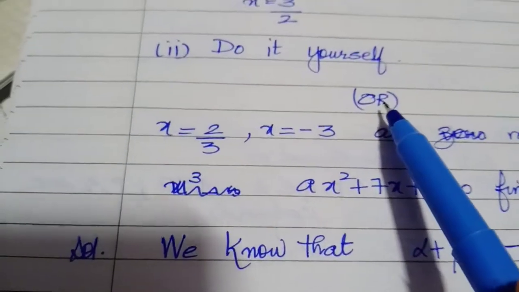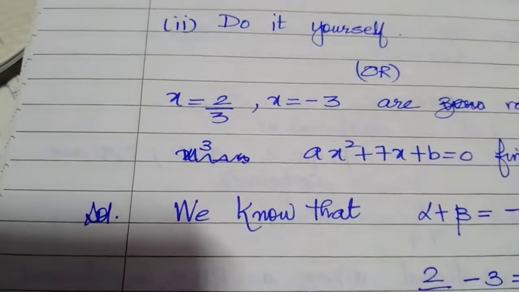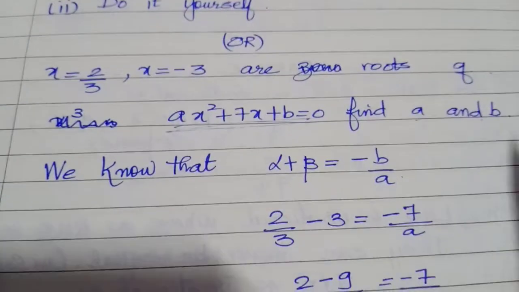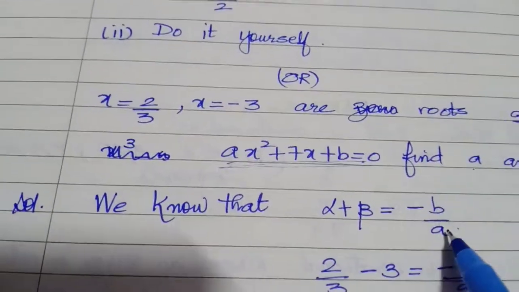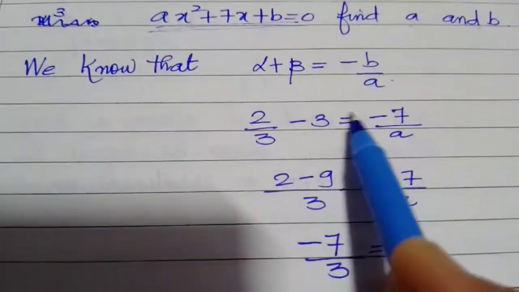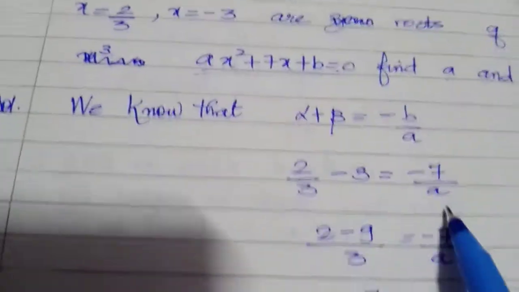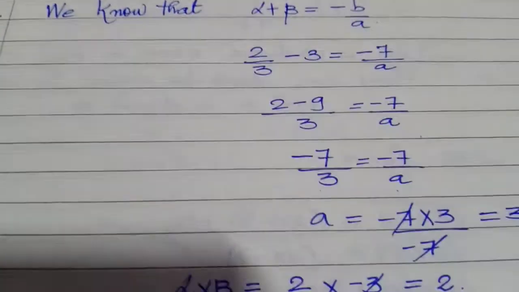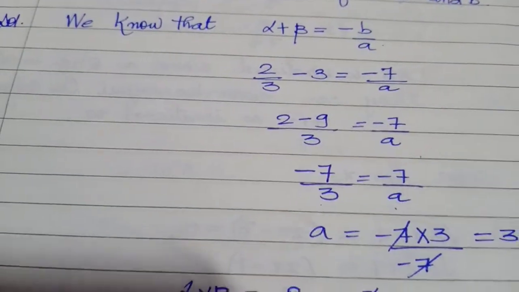इसी का और पार्ट है. X is equals to 2 by 3. X is equals to minus 3 are the roots of this equation. Find A and B. So we know alpha plus beta is equals to minus b by a. Let us take this as alpha, this is beta. If I add, it is equals to minus 7 by a. And जब इसको solve करते तो minus 7 by 3 is equals to minus 7 by a. I need to cross multiply. I got a is equals to 3.